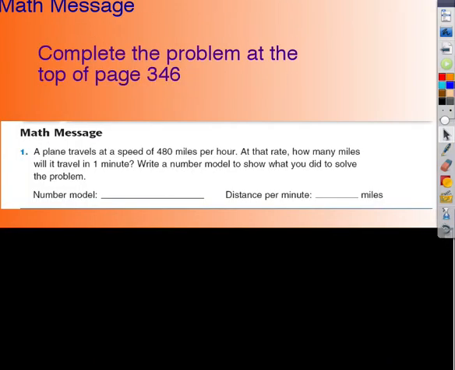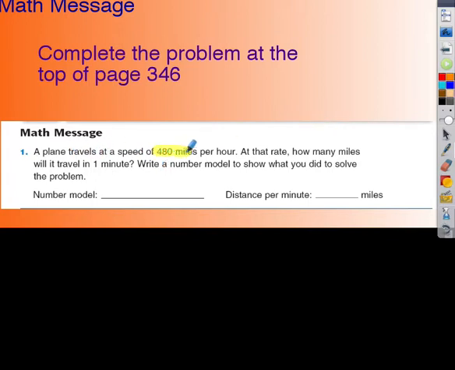All right, your math message today is going to be talking about a plane and trying to figure out how far it went. A plane travels at a speed of 480 miles per hour. At that rate, how many miles will it travel in 1 minute? Okay, so now we're going to try to create a number model. Some of us are really struggling still when it comes to word problems. Let's highlight the important parts.